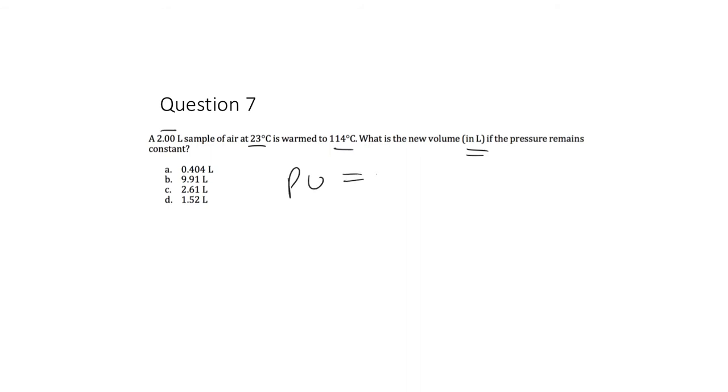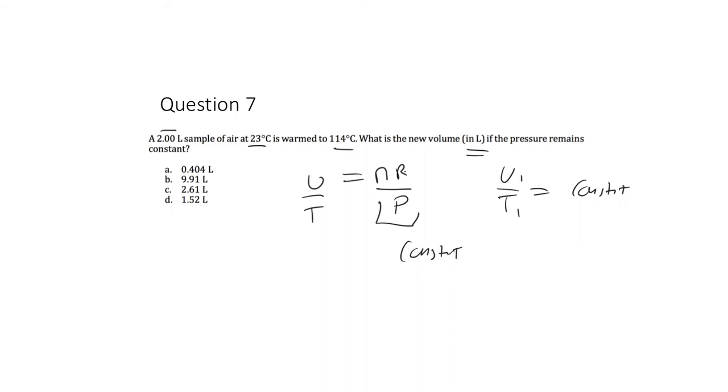So if we have PV equal to nRT, but the pressure remains constant, let's divide by pressure over here, and the temperature is changing, so let's divide by temperature over here. So we have this, and these are constant here. So V over T equals a constant for a given set of conditions. So our V1 over T1, we change volume and temperature, keep everything else constant, that same constant is going to be equal to V2 over T2. So hence V1 over T1 equals V2 over T2.